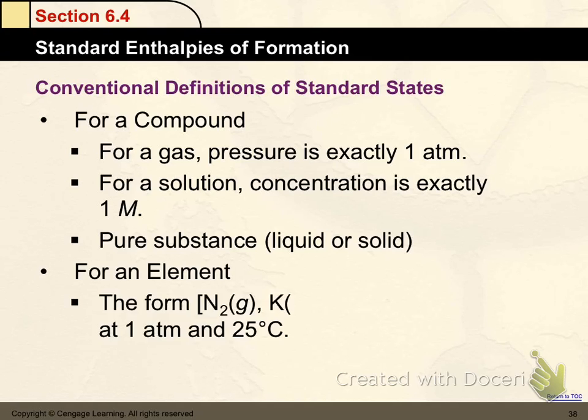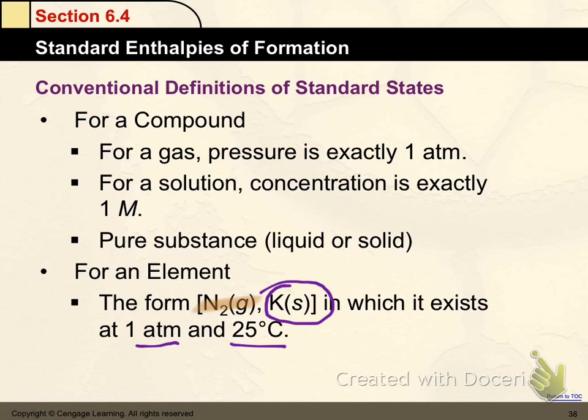Now for an element, it's just the form that element exists in at 1 atmosphere and 25 degrees Celsius. Okay, so nitrogen at 1 atmosphere and 25 degrees Celsius, which is about the conditions you're feeling right now as you sit in front of your computer. For nitrogen, that's the gaseous state. Okay, the gaseous nitrogen is around you right now. It's hitting you in the head. It's not solid. It's not liquid. For potassium, okay, potassium is in the solid state at 1 atmosphere and 25 degrees Celsius. So those are the conditions that we have to set for the standard state.